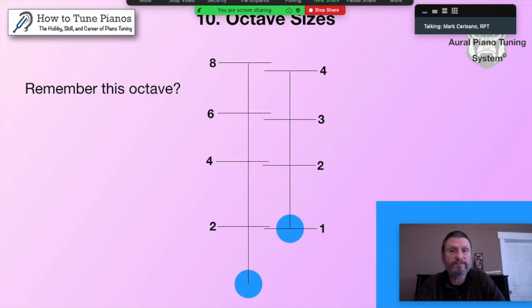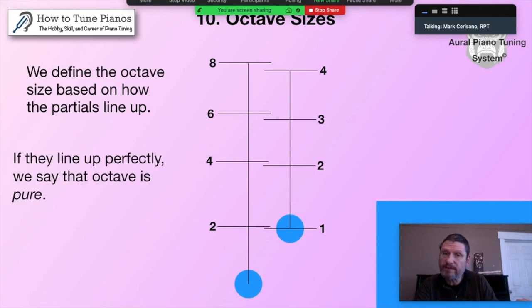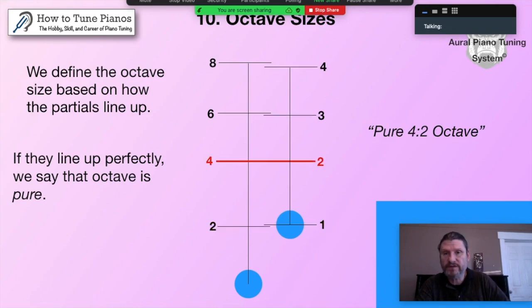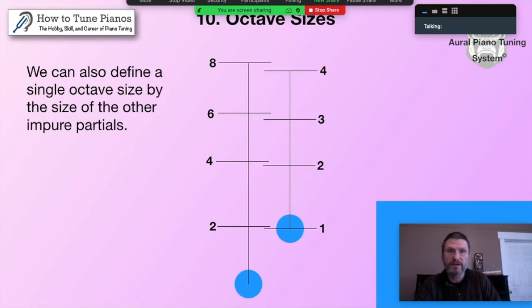Remember this octave? We define the octave size based on how the partials line up. If they line up perfectly, we say that octave is pure. So this would be a pure 2-1 octave. This would be a pure 4-2 octave. This is a pure 6-3 octave, and this is a pure 8-4 octave. We can also define a single octave size by the size of the other impure partials.